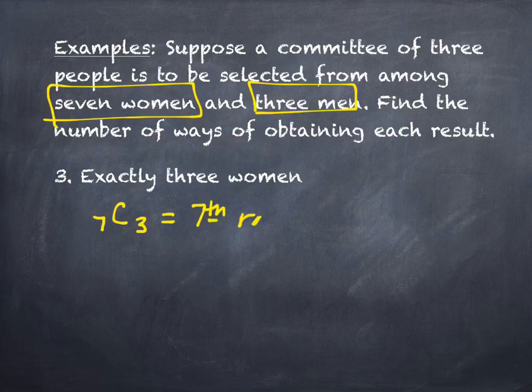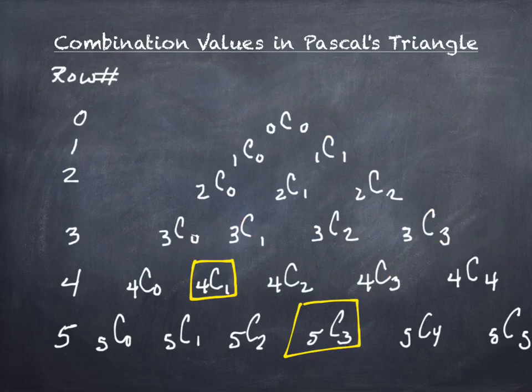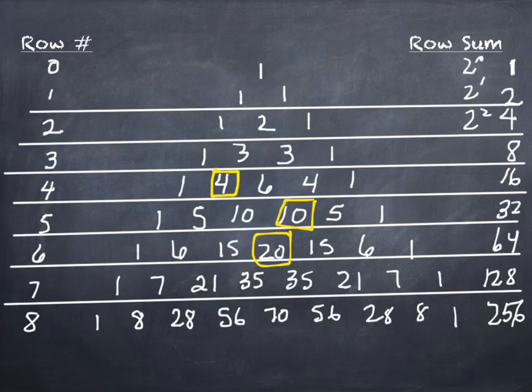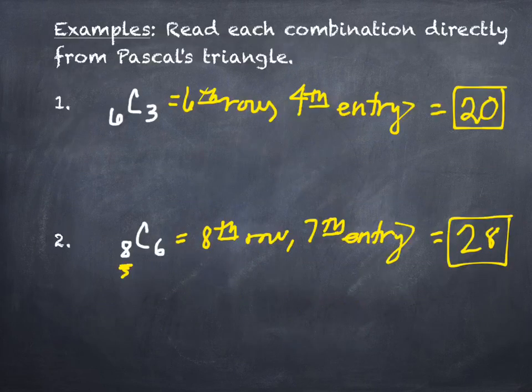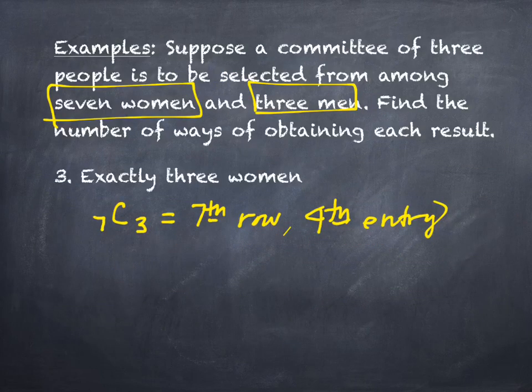7th row, 4th entry. And what is the 7th row, 4th entry from this table? 35. Now, how could you check to make sure you got the right answer?